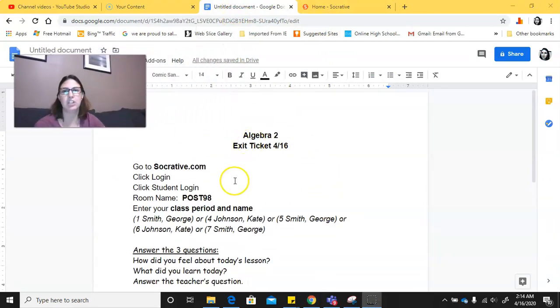You are going to go to a website called Socrative.com. Go there, and then click login, then go to student login, and it's going to ask you for a room name. The room name you're going to type in is post 98. I need to get your answers.